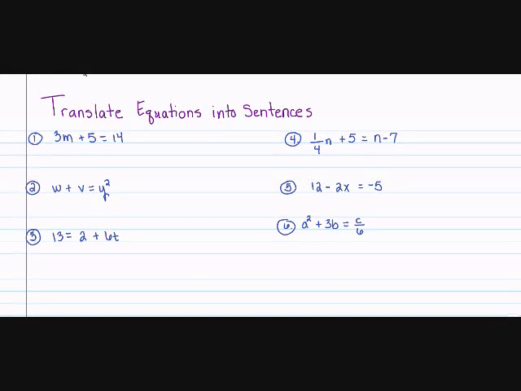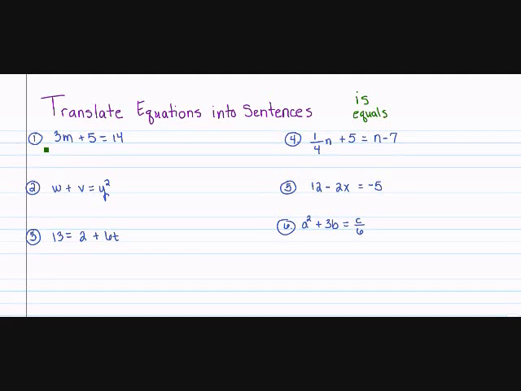Hello. Let's go ahead and translate equations into sentences. Remember, the difference between an equation and an expression is that equations have equal signs. And for the equal signs, we're going to use the word is, or we can just say equals. Okay, we're going to write it the same way we would a verbal expression. The difference is it has an equation in it. Let's take a look at the first one.